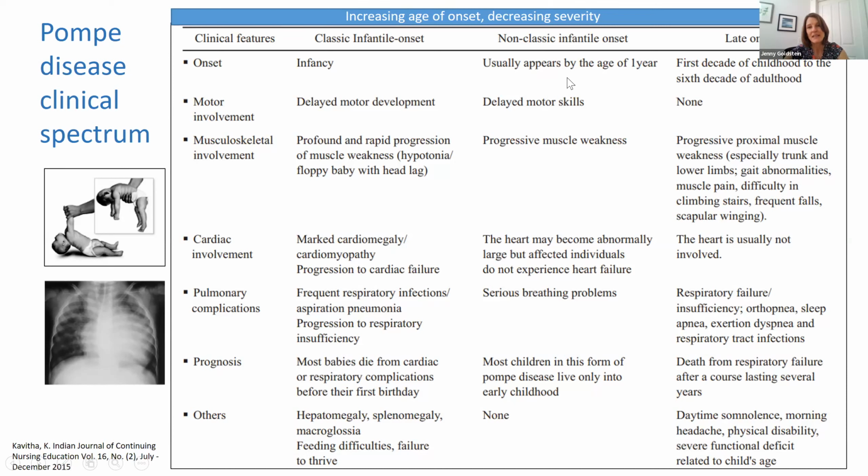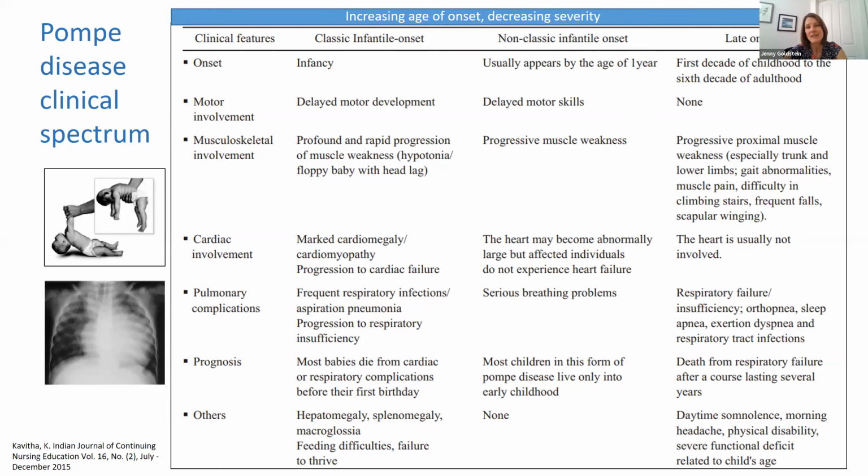And then a little bit less severe, but still often with onset in infancy, we have this non-classic form where they typically don't have the cardiac involvement. And then there's later onset as well, which can have onset anywhere from childhood into the third or fourth decade of life, when you have progressive proximal muscle weakness, diaphragmatic weakness, respiratory failure, and so on. And these patients will also pass away after a number of years.